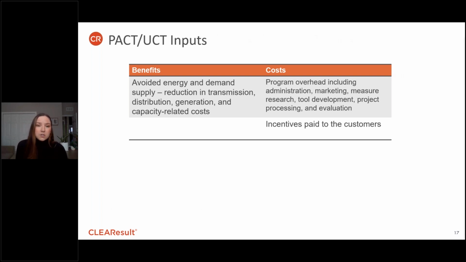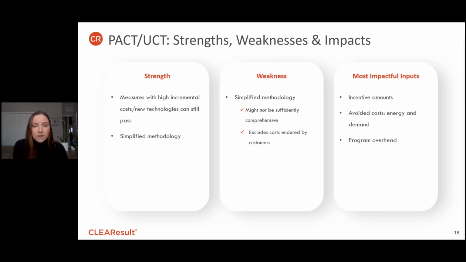So now we're going to look at our strengths and our weaknesses. One of our strengths is that measures with high incremental costs or new technologies can still pass in this test because we're not looking at those equipment costs. So that's a huge benefit if you want to play around with your measure mix, maybe you want to try a newer technology that has a high price tag because it's a newer technology. That's something that you'll have the flexibility to do if you're screening with the UCT.